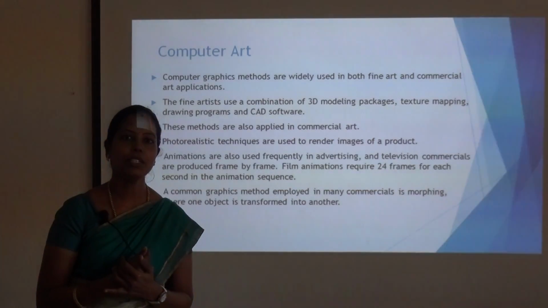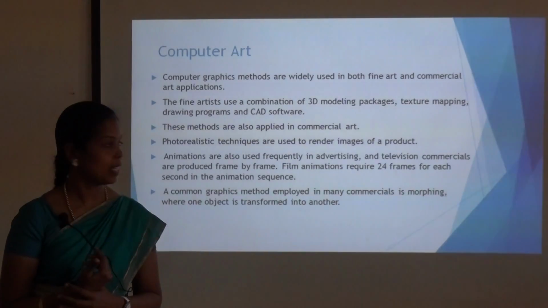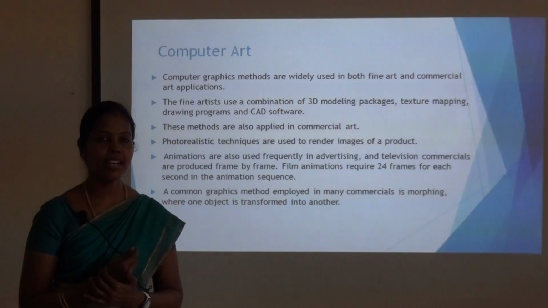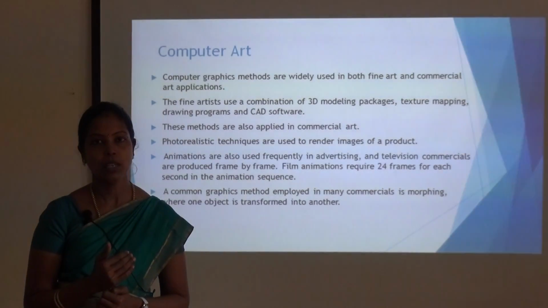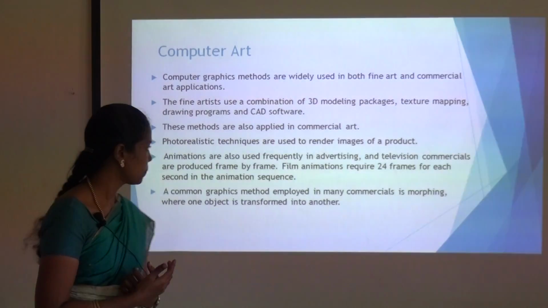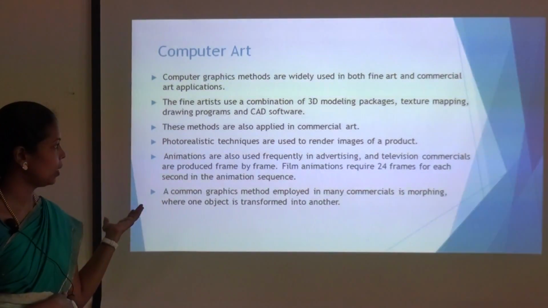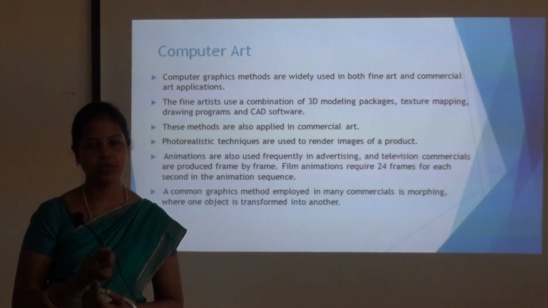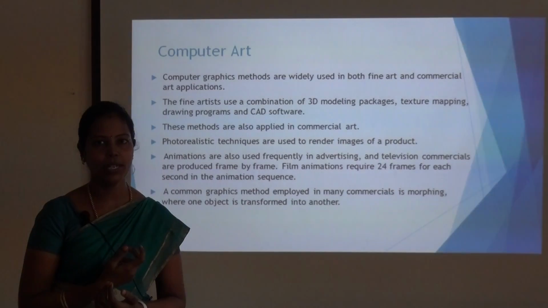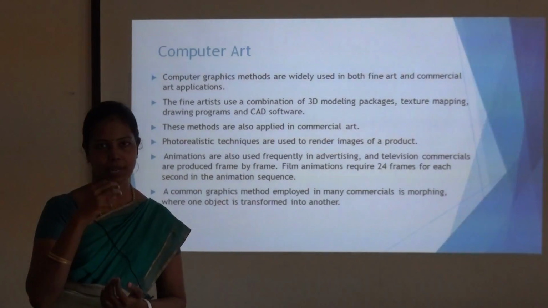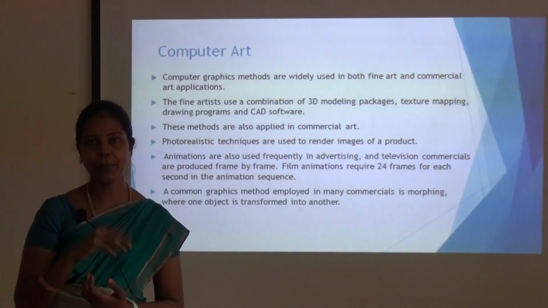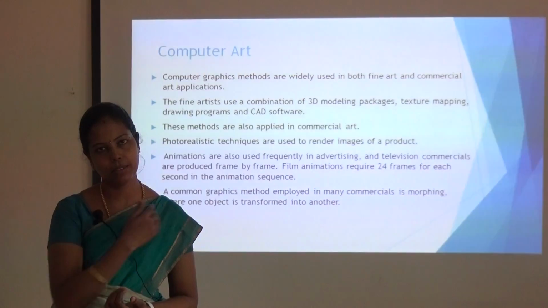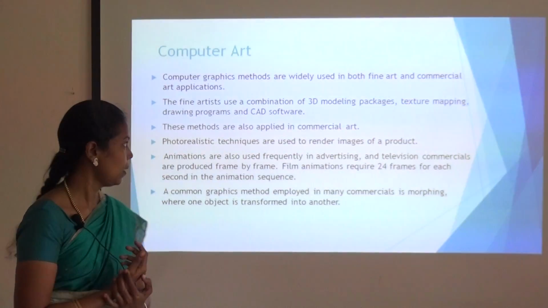Next point is animations. The animations are mainly used in advertisements for sales purposes. Those animations are organized in the form of 24 frames so that it looks more attractive. The last is morphing. Morphing is nothing but one object being transformed into another. That is, we call it morphing. One person's face can be completely transformed into another person's face. Those things are all done with the help of computer graphics.